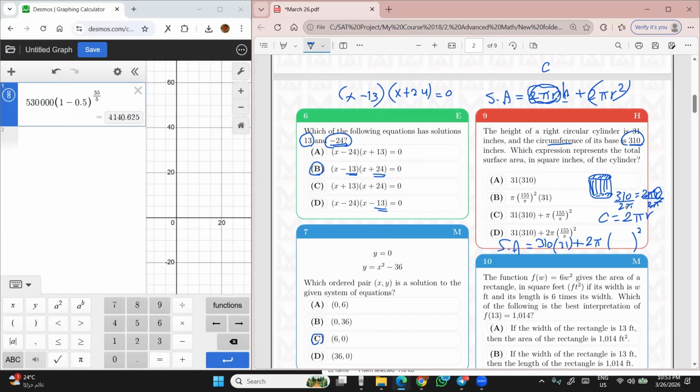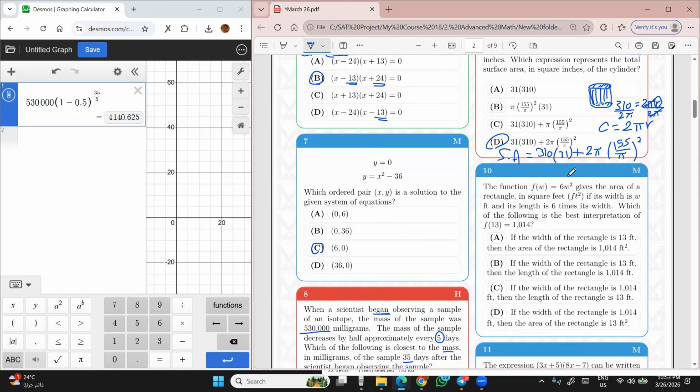310 over 2 pi. It's equal to 155 over pi. If you want to simplify this 2 with 310, you get 155 up and pi down here. And that's the answer. So we can search for this without any simplifying. You can find the answer, letter D. So the formula here is very important to consider. And we need to memorize this one.